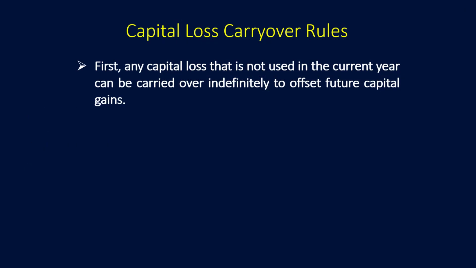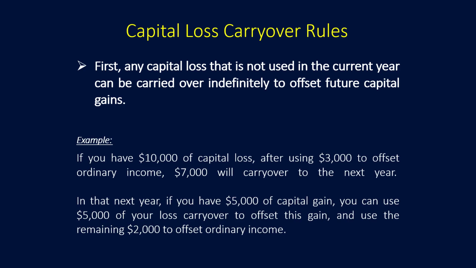So first, in talking about the capital loss carryover rules, any capital loss that's not used in the current year can be carried over indefinitely to offset future capital gains. For example, if you have $10,000 of capital loss after using $3,000 to offset ordinary income, $7,000 will carry over to the next tax return. In that next year, if you have $5,000 of capital gain, you can use $5,000 of that loss carryover to offset this gain and use the remaining $2,000 to offset any ordinary income.